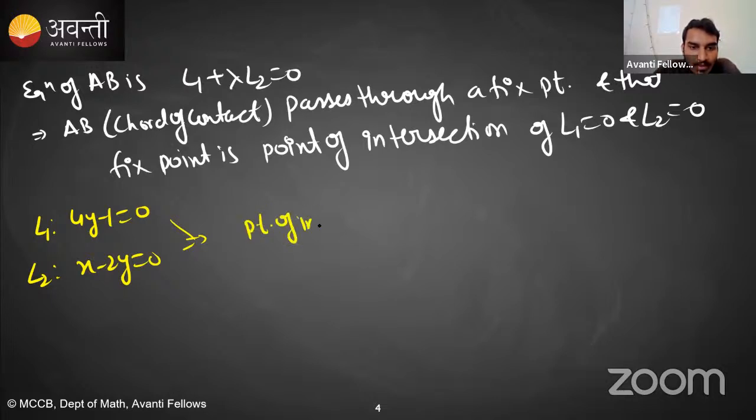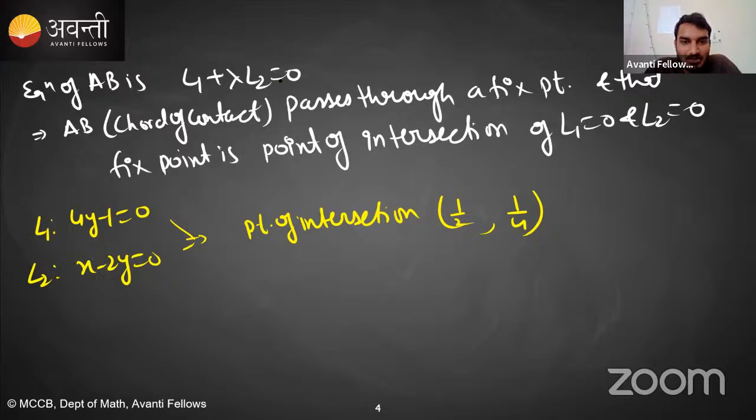You will get the point of intersection. What is y? Y is 1 by 4 and x is 1 by 2. Right? Hence proved. Yes or no? Hence proved that the chord of contact passes through a fixed point. This fixed point is the point of intersection of L1 and L2. Solve L1 and L2. From L1, y is equal to 1 by 4. Put y equal to 1 by 4 in L2. You will get x is 1 by 2. Is this clear? So the chord of contact is passing through this point, 1 by 2 comma 1 by 4. Is this clear, students?